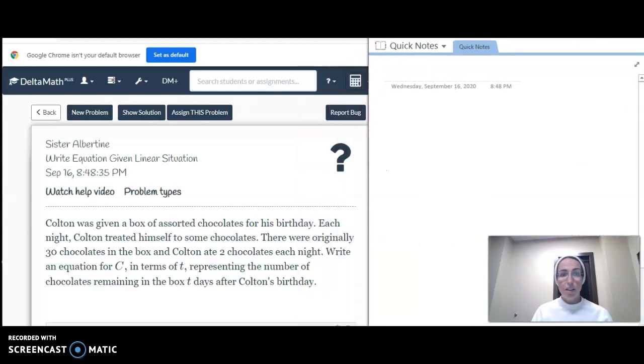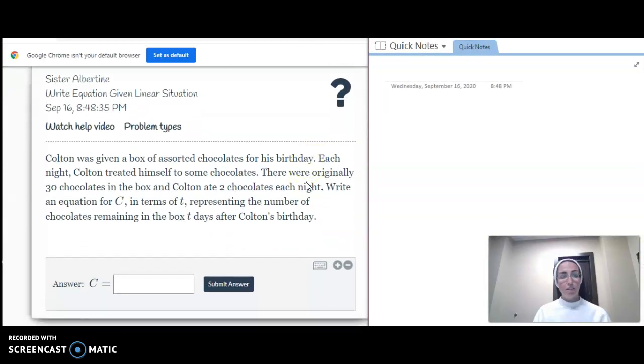Okay, let's try another one. Colton gets a box of chocolates. Every night, Colton eats some chocolates. There were initially 30 chocolates in the box. Okay, initial, that's your y-intercept, 30. And Colton ate 2 chocolates per night. Sounds like a rate. Negative 2 chocolates per night is going to be my slope.